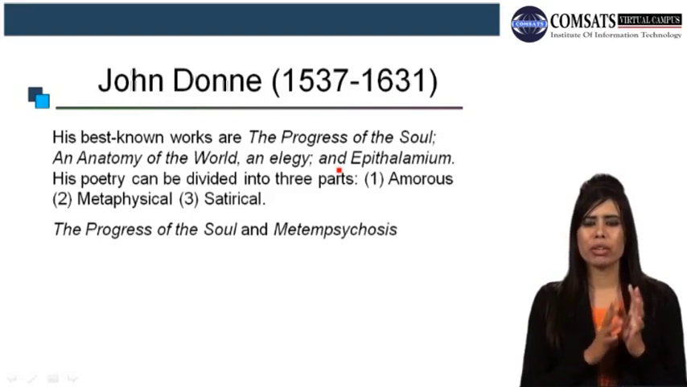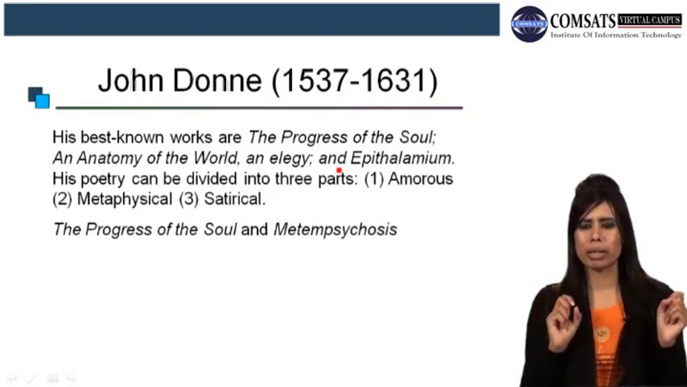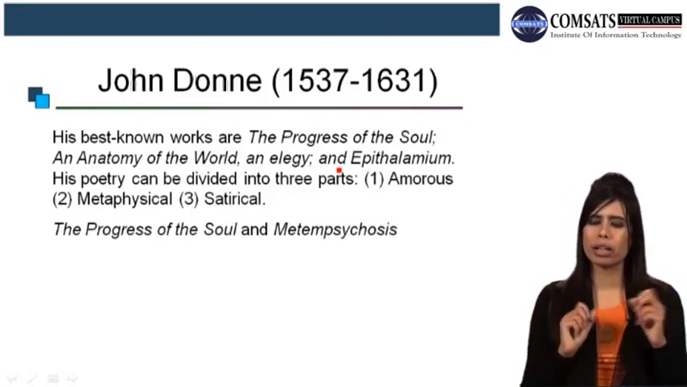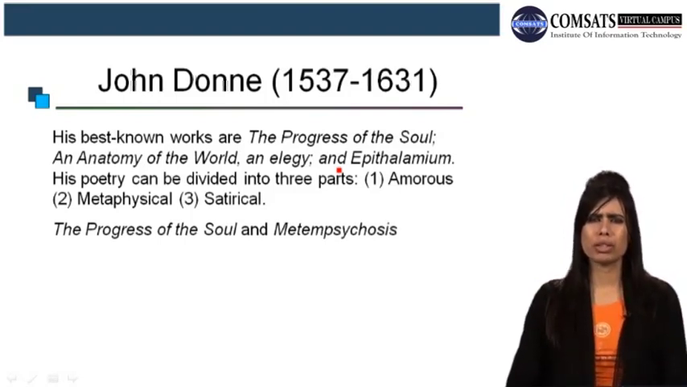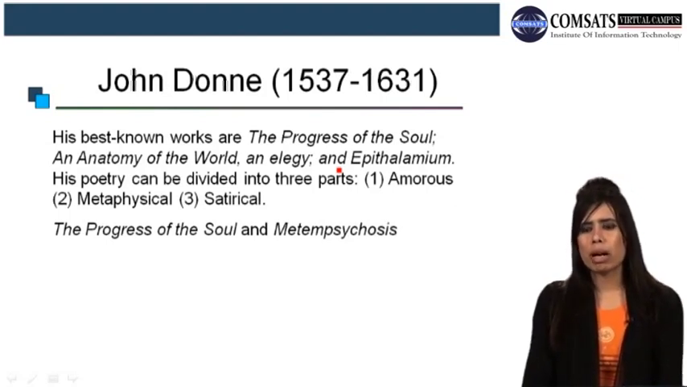His poetry can be divided into three parts. One part is amorous, the other one is metaphysical, and the third one is satirical. His best known works are The Progress of the Soul, the Anatomy of the World, the Elegy, and the Epithalamion. So the first part is amorous poetry, the other is metaphysical poetry, and the third is satirical poetry.